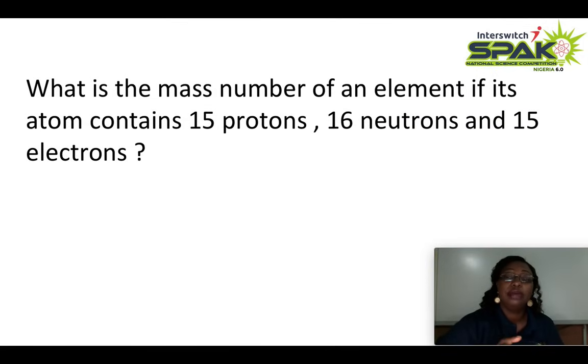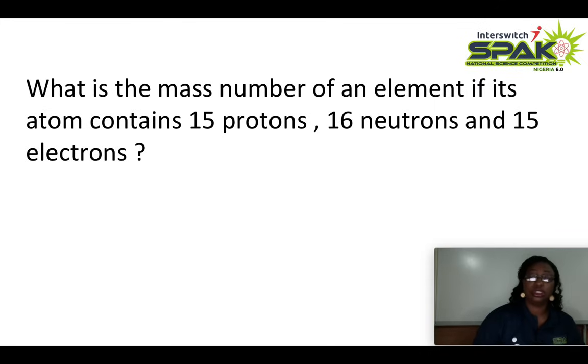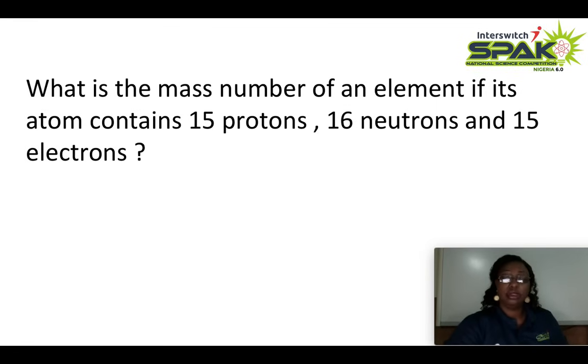What is the mass number of an element if its atom contains 15 protons, 16 neutrons, and 15 electrons? Can you do little marks there so that you can get your answer?